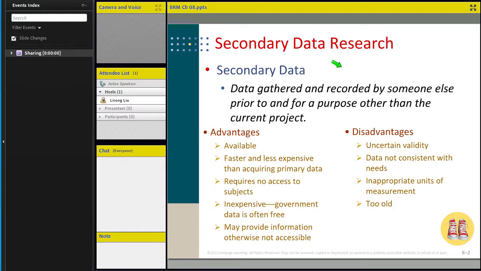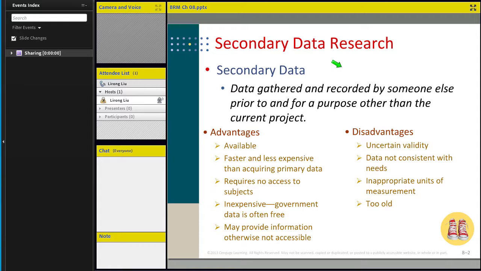The advantage would be such data are available already because data are already collected for another purpose or another project or for general use. And such data are faster and less expensive than acquiring primary data, mainly because, again, it's already collected, it's available, and also usually for collecting primary data, we need to either send out surveys to potential respondents, or collect data by observation, and these can be costly.